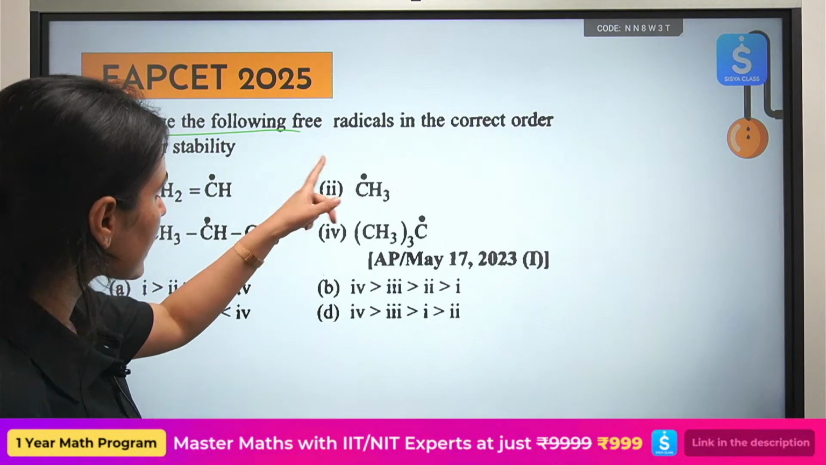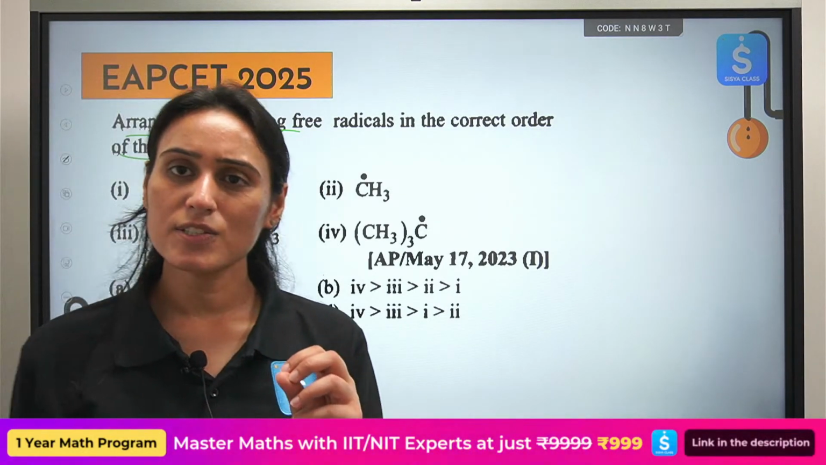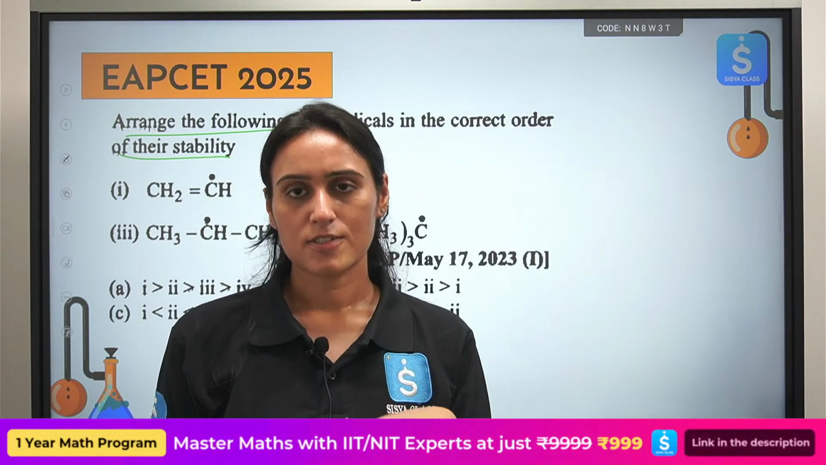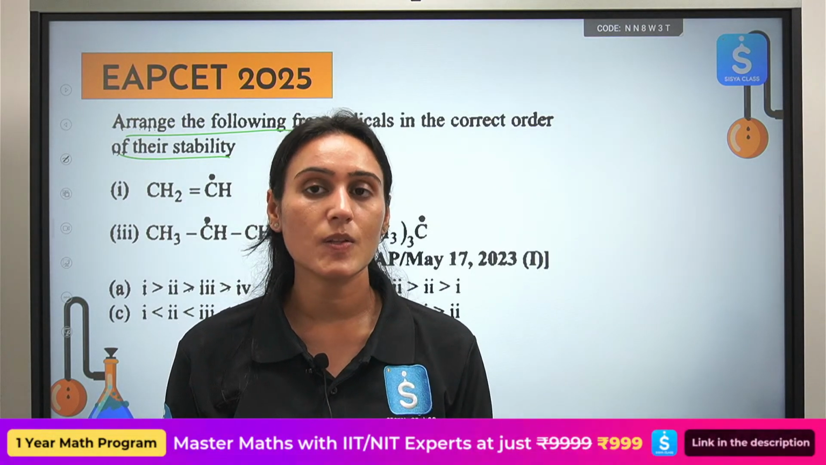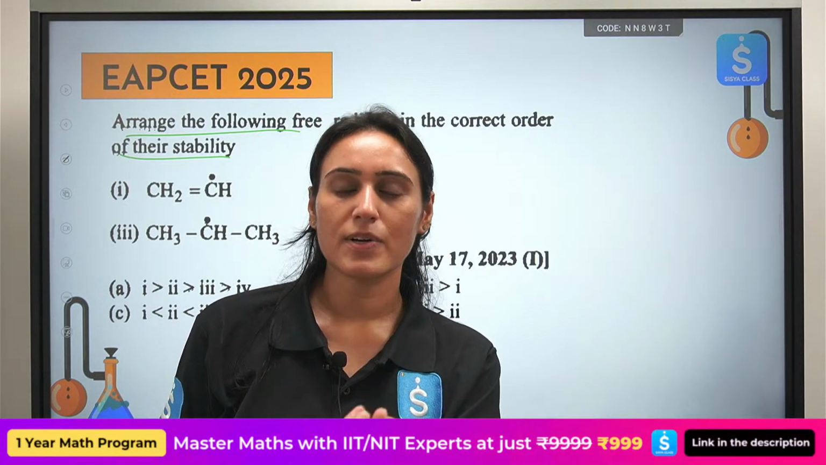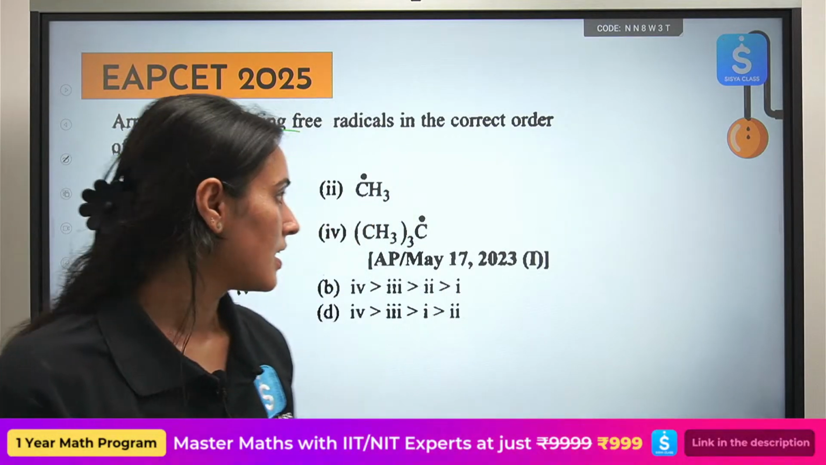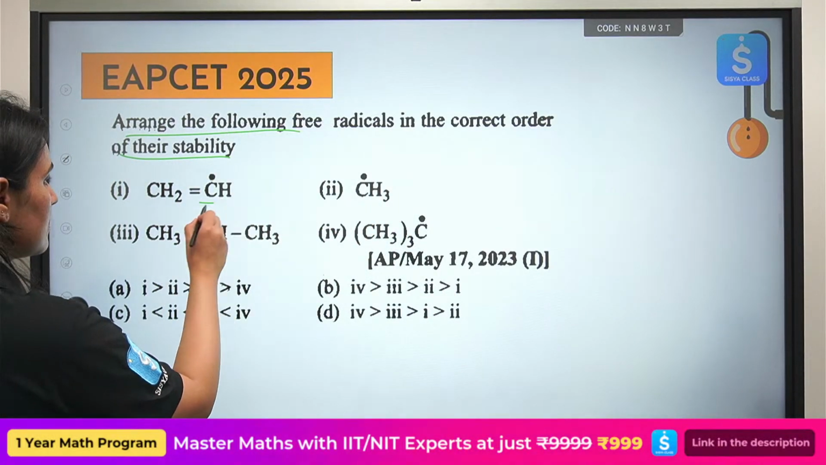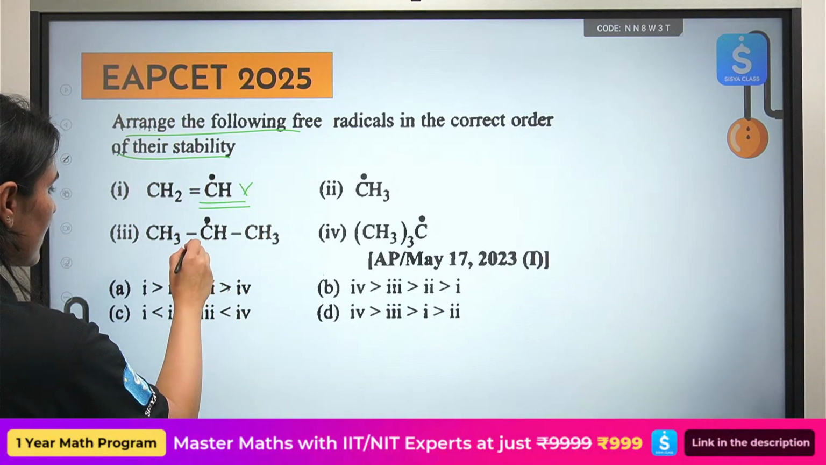Arrange the following free radicals in the correct order of their stability. So radicals are also electron deficient. If someone is going to donate electron density to them, they will be stabilized. If you see hyperconjugation is there, you will say that it is stable. The number of hyperconjugating structures possible will increase the stability. Simple. Okay. So in this case, it is connected with a double bond. Leave it. This will be present somewhere in the end.